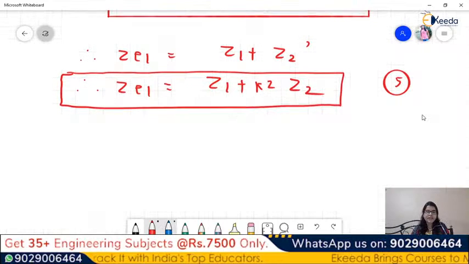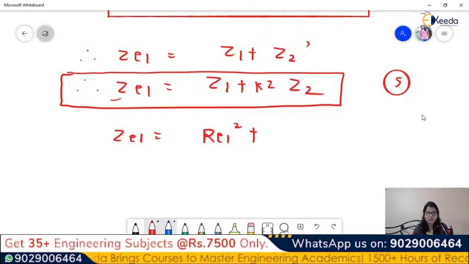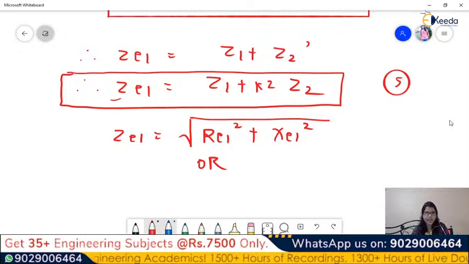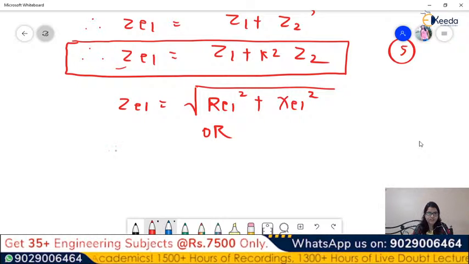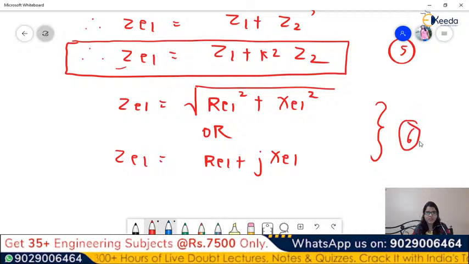Okay. Now we can also write the formula for the impedance in terms of your resistance and reactance. We all know that formula. Also we can write it as Ze1 is equal to the square root of Re1 whole square plus Xe1 whole square, or we can also write it as Ze1 is equal to Re1 plus jXe1. Let it be equation number 6.